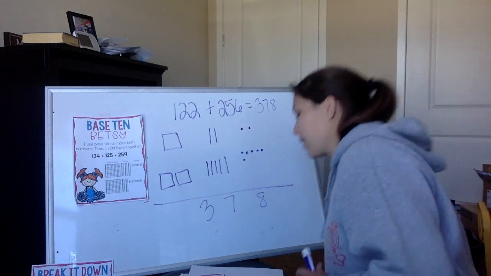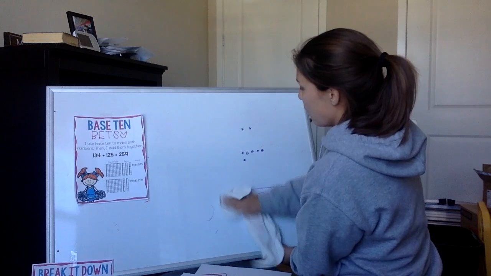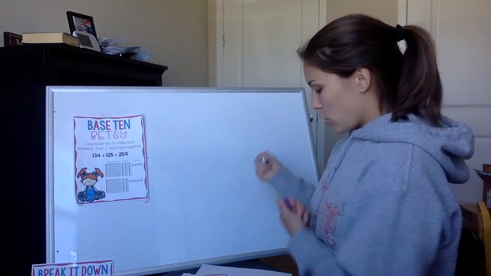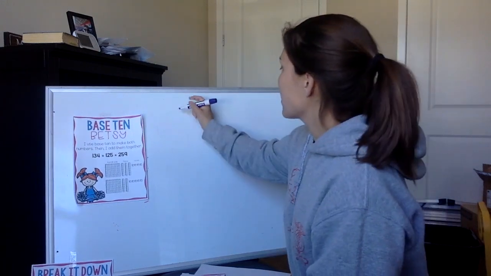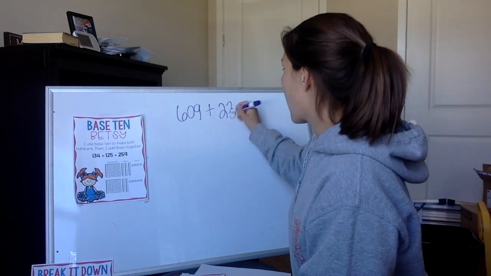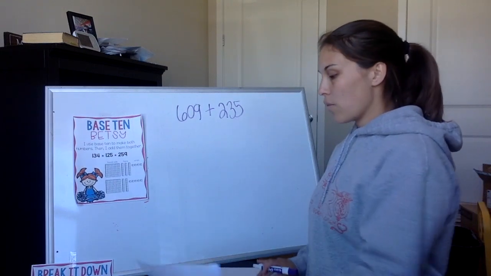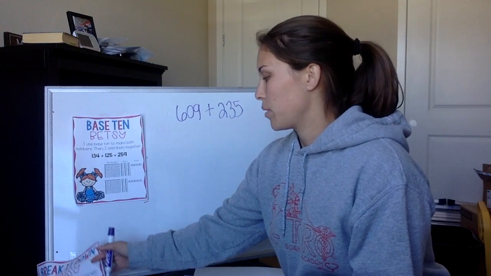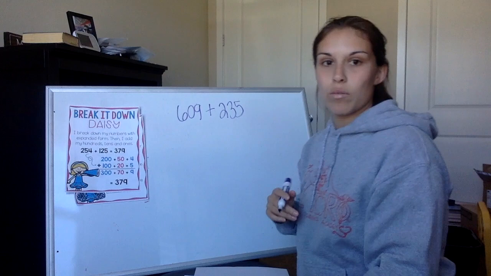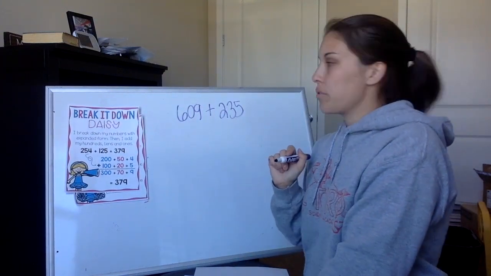All right, I'm going to erase the board now. And the last one, letter D, or labeled letter F, also says choose whichever strategy you would like to solve the number. So letter D, we have 609 plus 235. So for modeling purposes, I'm going to use the break it down Daisy. You could have chosen either number line Niles or base 10 Betsy, or break it down Daisy, but for this purpose, I'm going to use break it down Daisy to show you the answer.